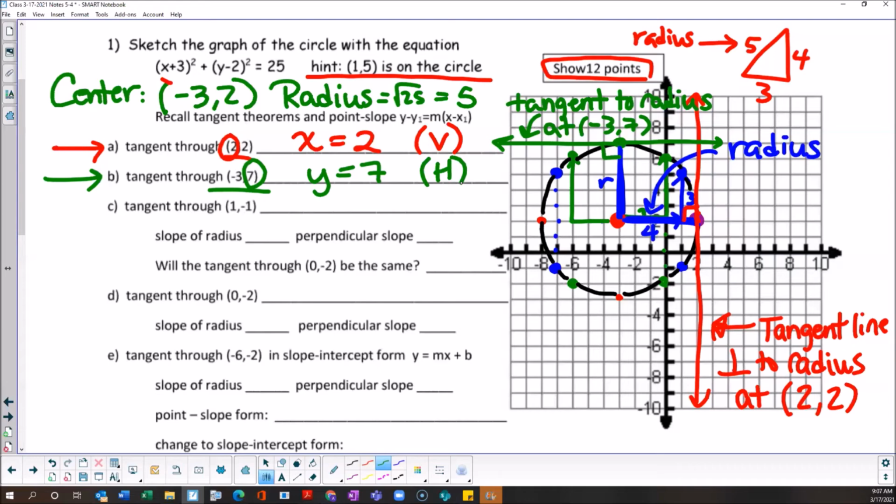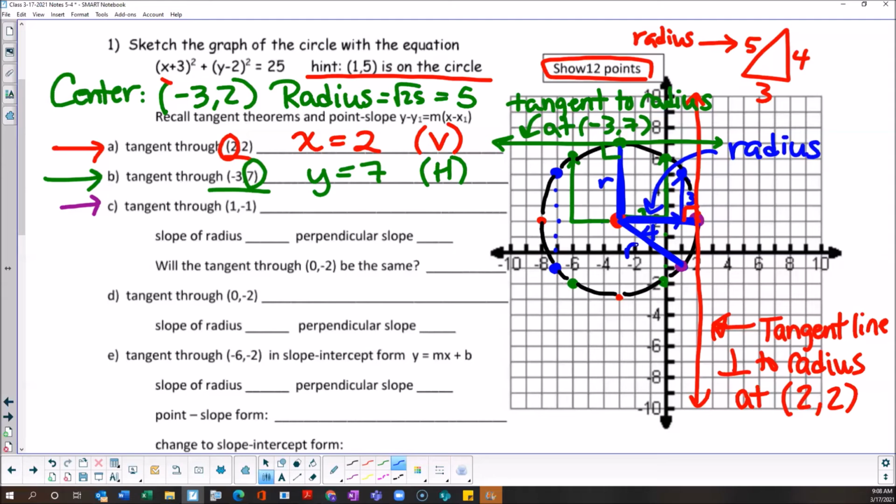Okay, so the next one's a little bit harder. It's not going to be vertical or horizontal. This next one here, tangent through the point 1, -1. So that's the point I need to go through. This is a little bit more complicated because when I draw the radius, and again, I'll make it blue, and I realize there's a lot going on in this picture now, that radius is blue. So I need to find the line that is perpendicular to the radius at that point.